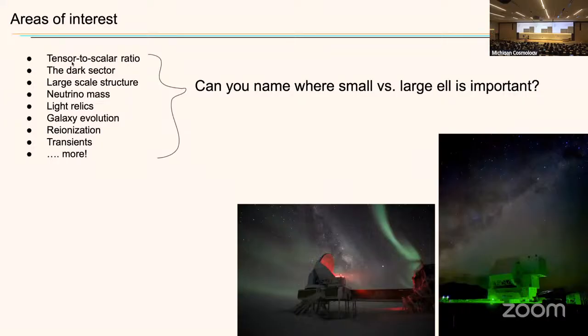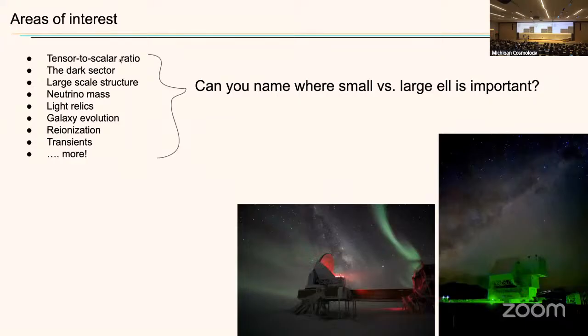We want to measure the tensor to scalar ratio. We want to better understand the dark sector. Part of that is probing large scale structure. We want to put bounds on neutrino mass, explore light relics. That's that N effective number that we've talked about in the school when talking about neutrinos. We want to look into how galaxies evolve. This is where the secondary anisotropy science becomes really exciting. And then we can use things like transients to turn our millimeter wave surveys into actual astronomy experiments and look at astronomical objects and probe the epoch of reionization. So let's see, what do you think we need to do most of this, I guess, it's a leading question.